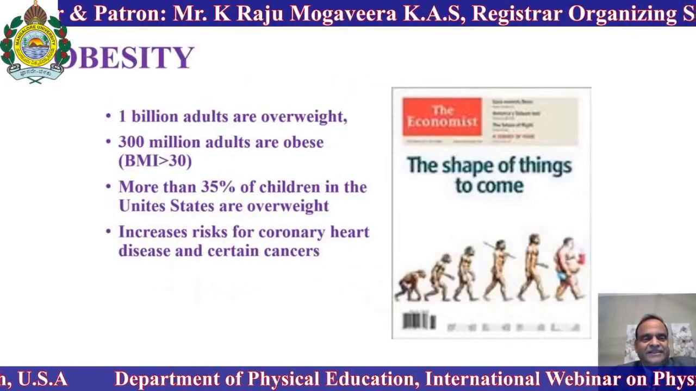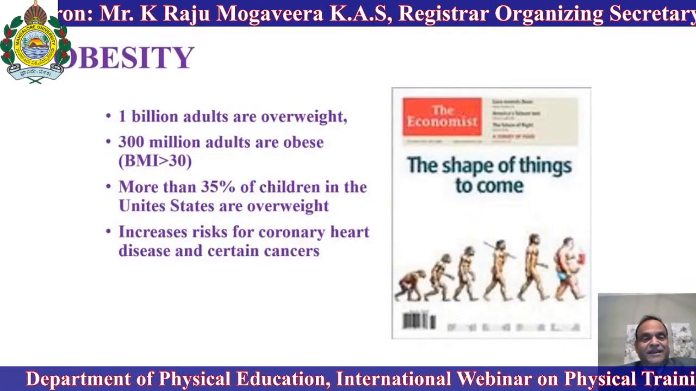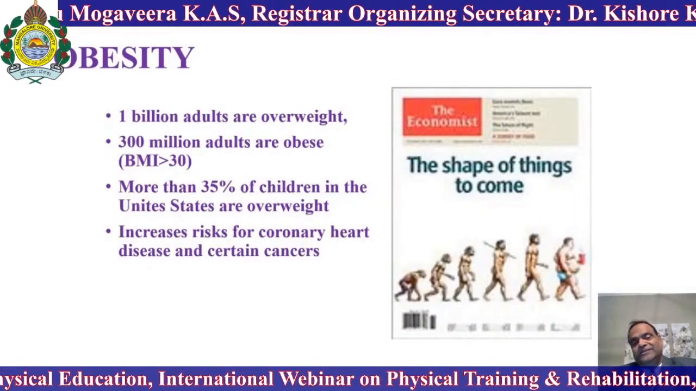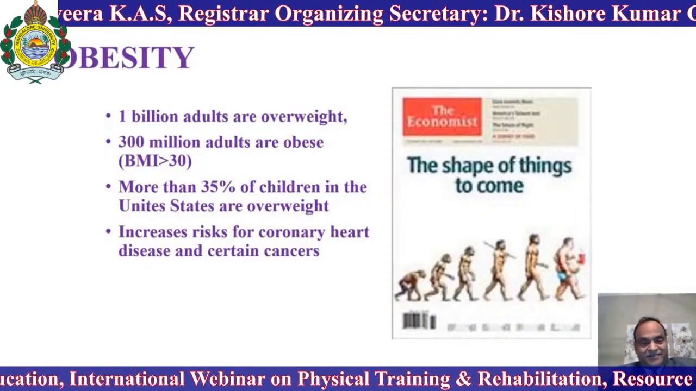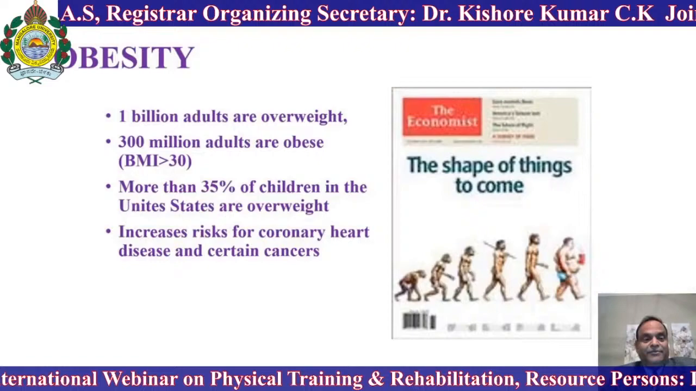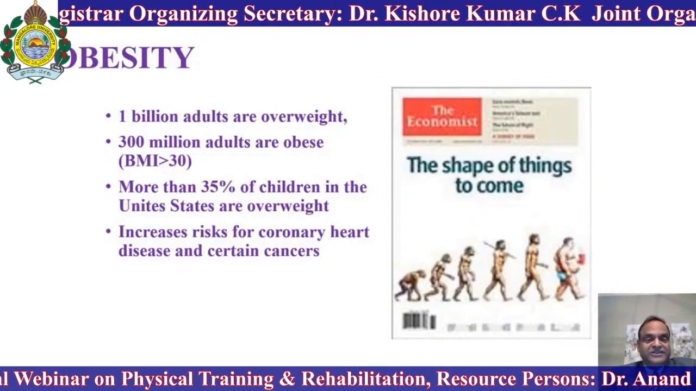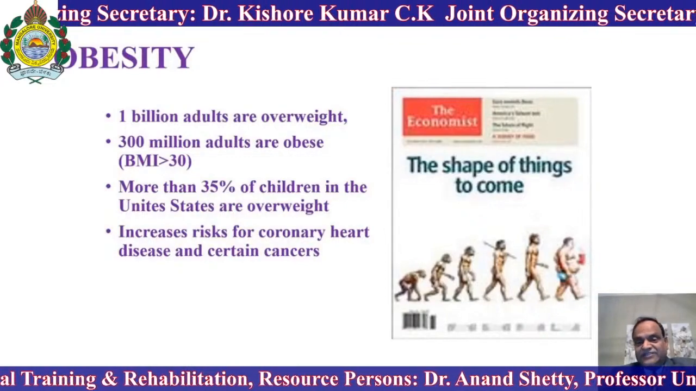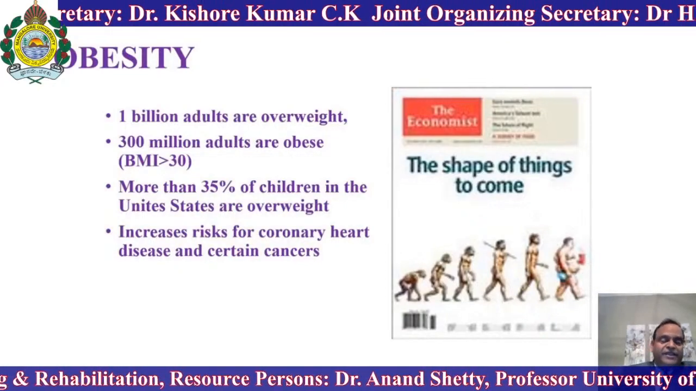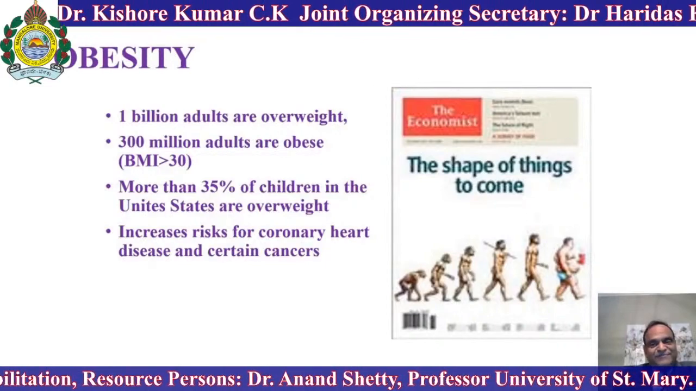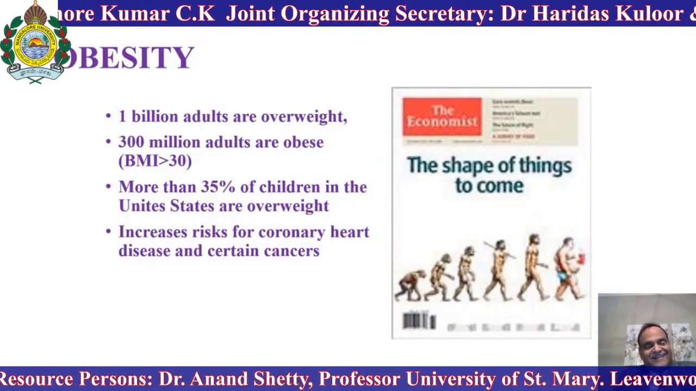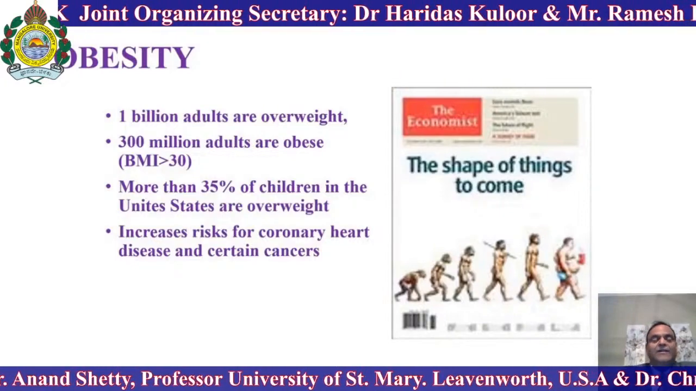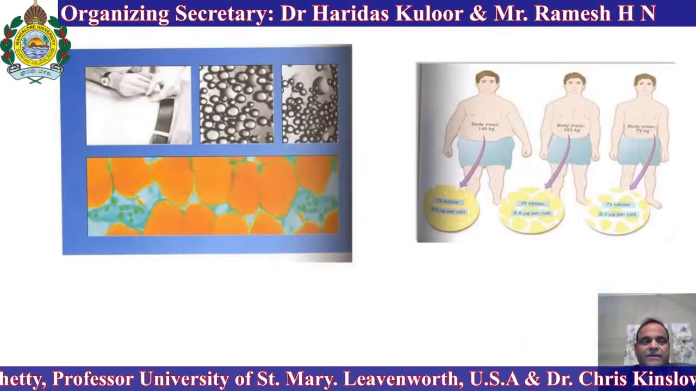Obesity is a chronic disease in my opinion, and in the world 1 billion adults are overweight, 300 million adults are obese, and more than 35% of children in the United States are overweight. There is an increased risk for coronary heart disease and certain cancers. So how do we, since I am an exercise science specialist, and right now I do a lot of coaching, I'm interested in the general health of the population.